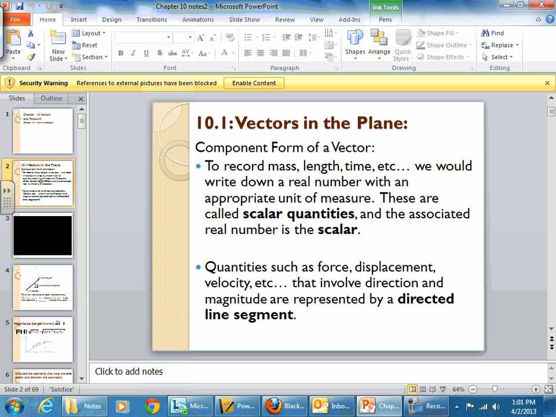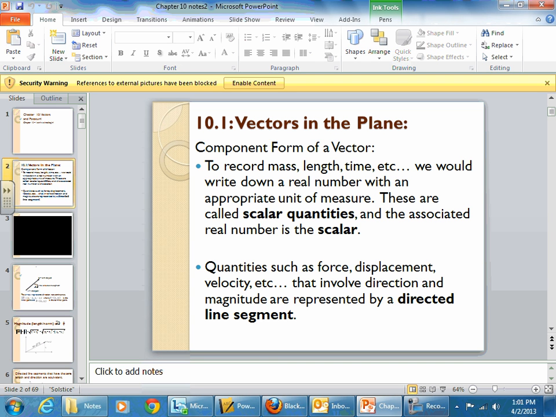Okay, so vectors. What's your vector, Victor? So a vector has to have 2 things. It has to have direction and magnitude, right? So if you think about velocity, force, displacement, they all have a magnitude. What does magnitude mean, Darius? Any idea?